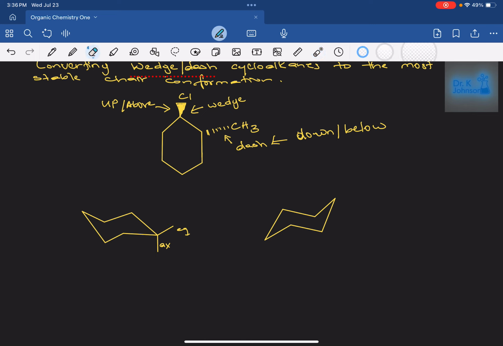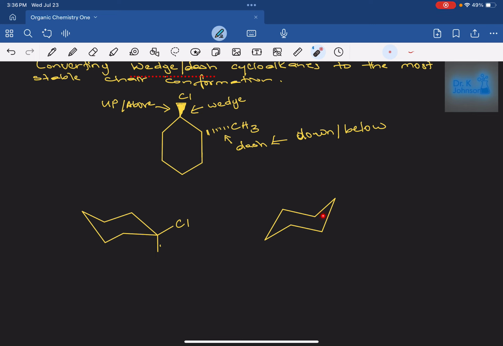So I'm going to put my Cl in the up position, because the first thing we're doing is drawing the two chair conformations. You draw the two chairs with nothing on them. But then my goal is to draw the most stable chair conformation of this. So now I have to convert this thing into a chair conformation. Once you do it for this chair, the other is literally a flip. So let's convert this into a chair conformation.